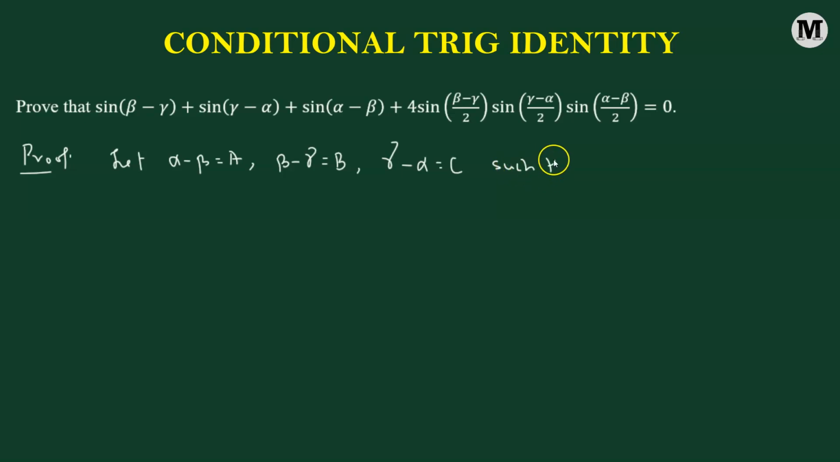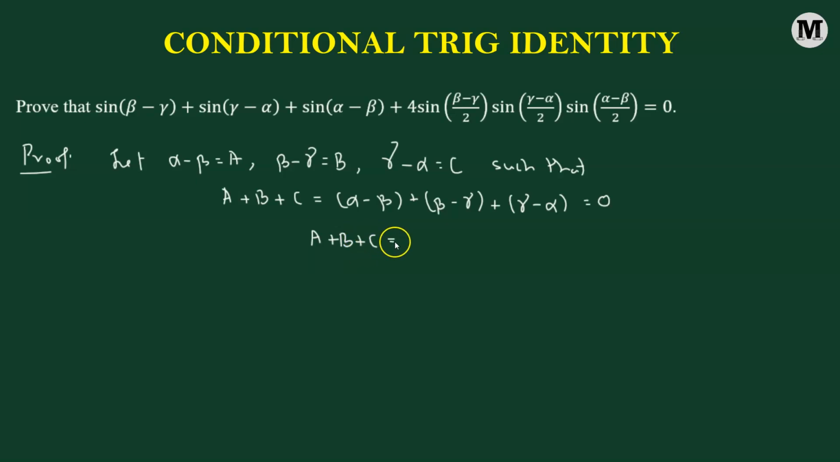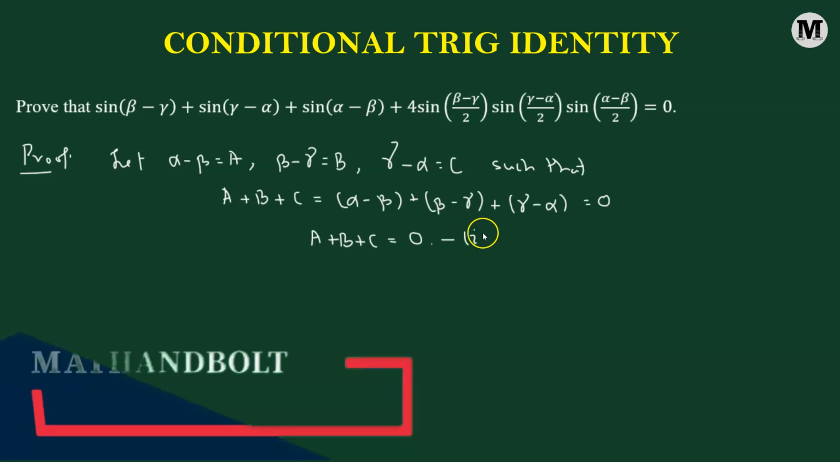if we take the sum of A, B and C, A plus B plus C, we'll see immediately that they all sum up to 0. So we have alpha minus beta added to beta minus gamma added to gamma minus alpha. So they all sum up to give us 0. So here we have immediately obtained a condition that means A plus B plus C equals 0. Okay, let's label this as number 1.